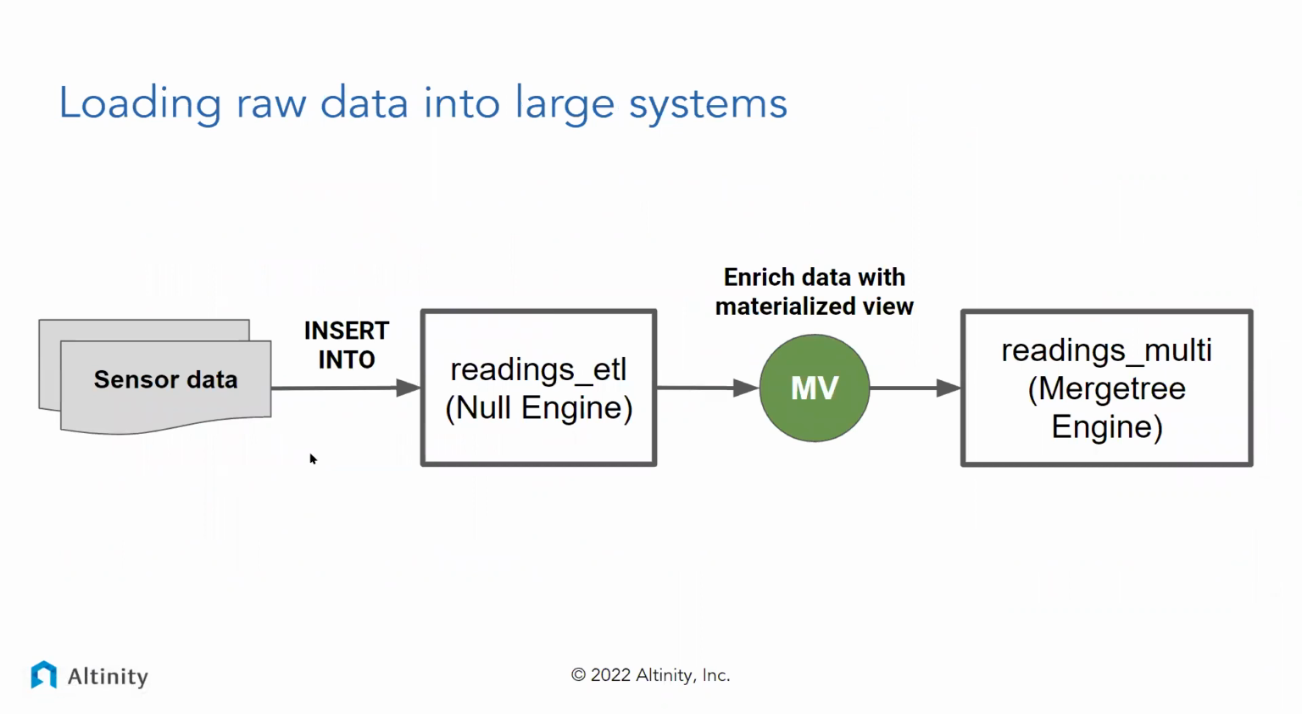I'll just very briefly say that there are many ways to load data. One common one in this particular type of case is you may have the sensor data coming in JSON. You can read it into an ETL table, just sort of a dummy table. We use the null engine. And then because you're going to have to do some transformation on it to pull the data out and put it into columns, we use a materialized view for that. And so as the data is inserted into this initial table, what that does is it causes the materialized view to fire, and then the select from that will put the data into the final destination.